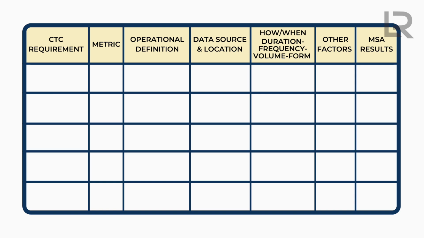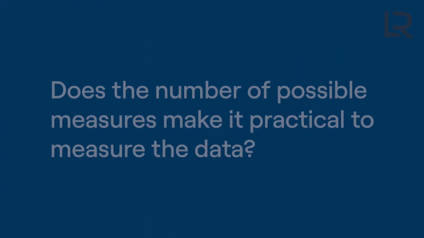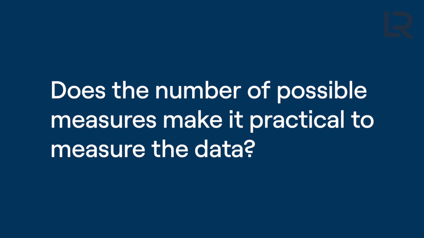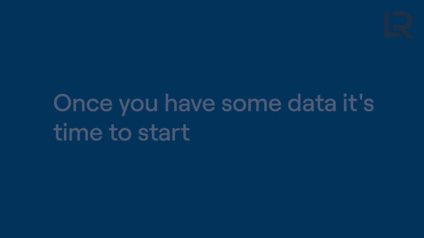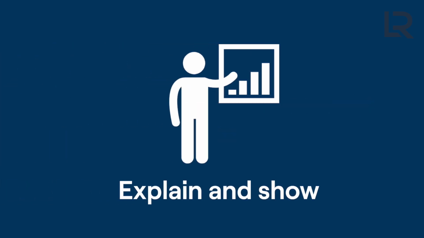We also need to establish if we are going to stratify the data. So ask yourself, does the number of possible measures make it practical to measure the data? This is why we want to go in and prioritize these measures to make sure that we get the ones with the most leverage. Ensure that the benefit of collecting the data will outweigh any negative impacts. Once you have some data, it is time to start. Let the team know what is going on and create a visual depiction for everyone else to be able to see what the issues are looking like.